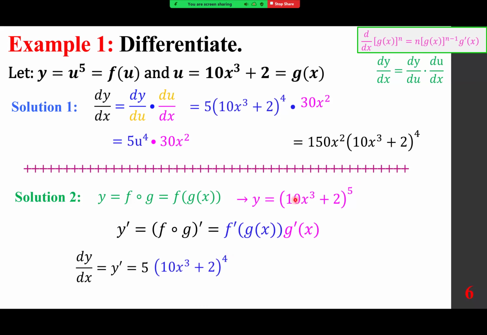Now, by the chain rule, this means the derivative of the inside, which means 30x squared. You can look at this one. This is your g of x. Okay, so this is your g of x, everybody. G prime of x is 30x squared. Again, put it in front, and you get the same answer as before, 150x squared times 10x cubed plus 2. We are going to look at more examples.